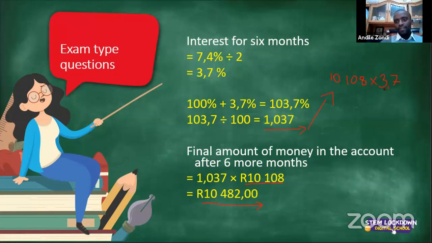3.7 divided by 100, right? And then you would obtain a figure of, let me just quickly calculate that using my calculator. Okay, give me a second. Okay, according to my calculator, 3.7% divided by 100, obviously, 0.037 times this amount, 10,108.